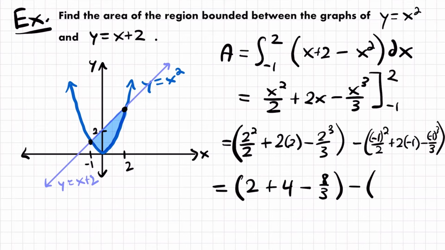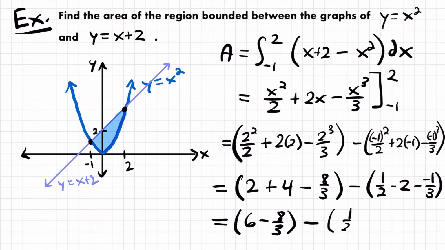And then we will subtract -1 squared, that's just positive 1, divided by 2. So I have 1/2, and then plus 2 times -1, that will be -2, and then minus -1 cubed, which will be -1 divided by 3, and so we'll have -1 divided by 3. All right, and so if we simplify again, this will be equal to 6 minus 8 thirds minus 1/2 minus 2 plus 1/3, right? This negative and this negative will cancel each other out to become positive.